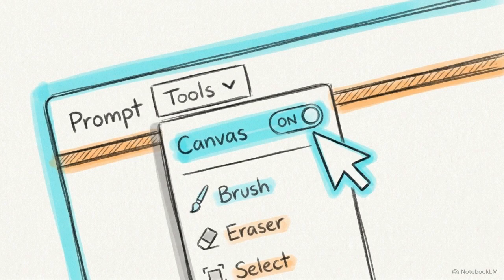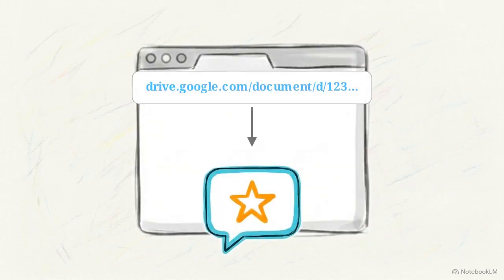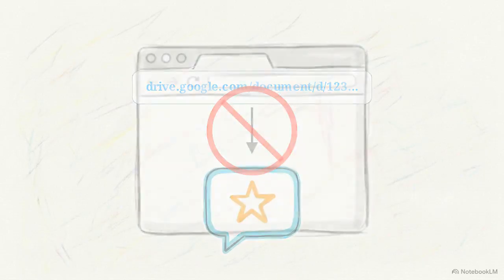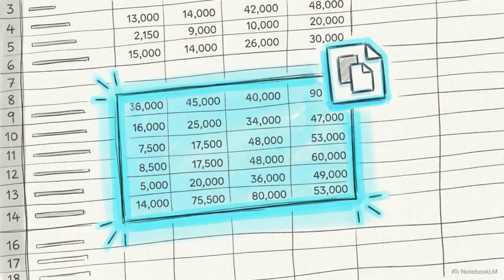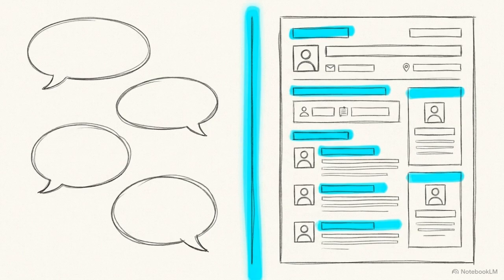Before you write your first prompt, look at the Tools menu in the prompt bar and switch on Canvas. Avoid a common error here. Do not point Gemini at a Google Drive link and hope it pulls the right numbers. That routing is unpredictable. Instead, open your spreadsheet or document, select the data you want, and paste it directly into the prompt box. Once you submit, the interface splits. You maintain the chat on the left, but the right side becomes a live, structured workspace containing your data.